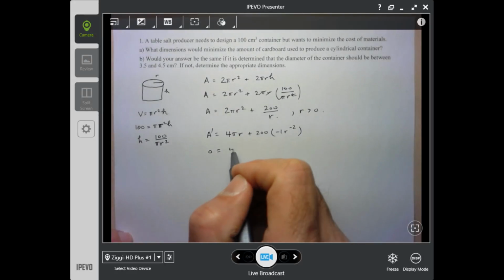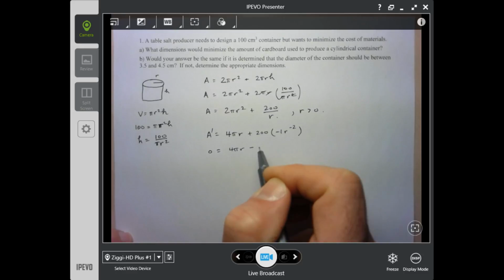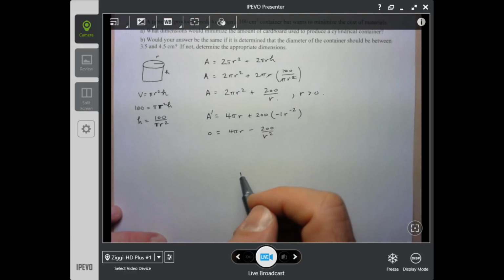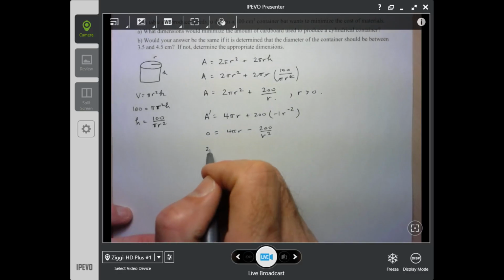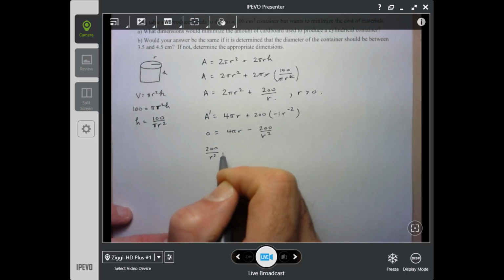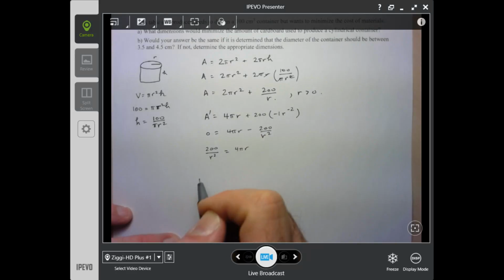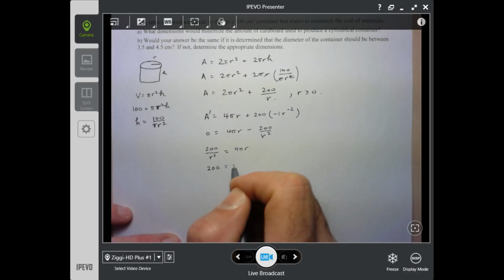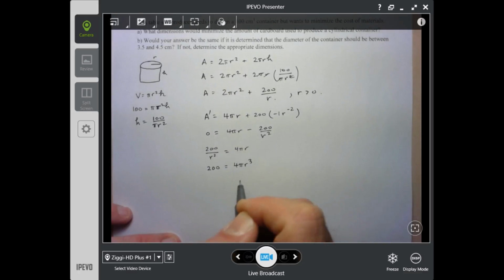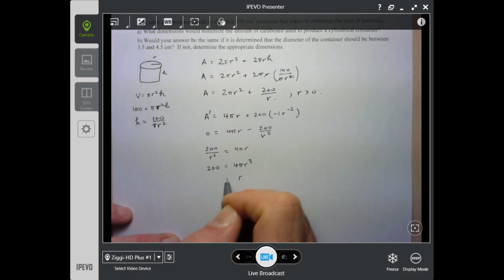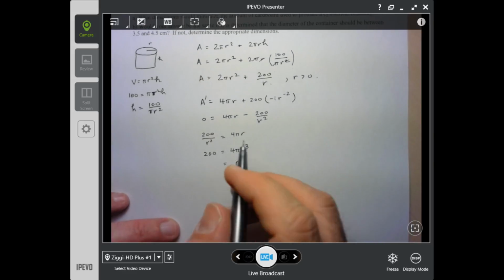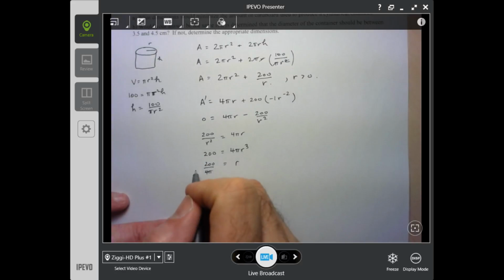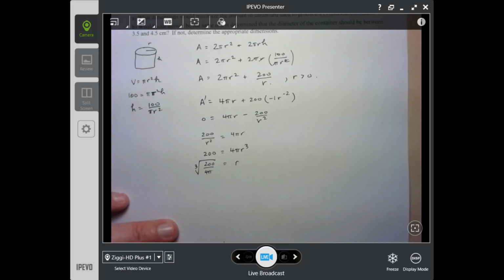So we have 4 pi r minus 200 over r squared, and this is relatively easy to solve. I'll bring this to the other side: 200 over r squared equals 4 pi r. Multiply both sides by r squared, so I get 200 equals 4 pi r cubed. Now I can solve for r. First I'll divide by 4 pi, so 200 over 4 pi, and then I'm going to take the cube root to solve for r.